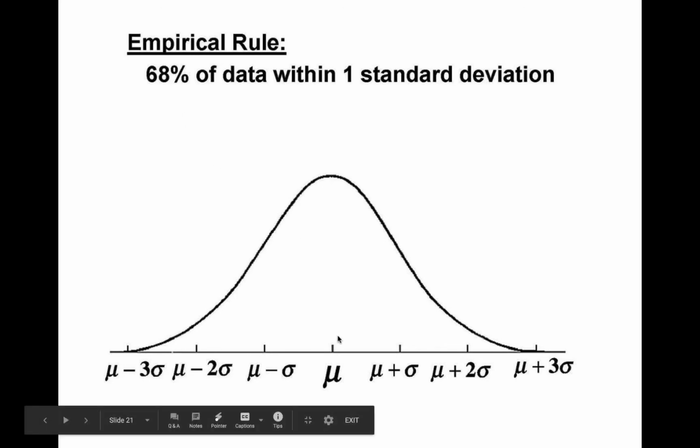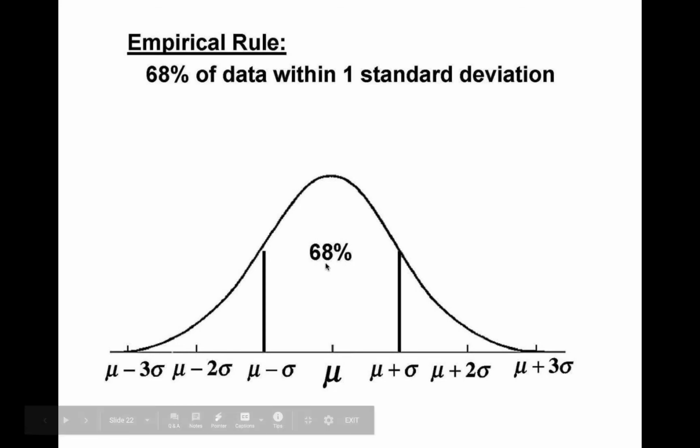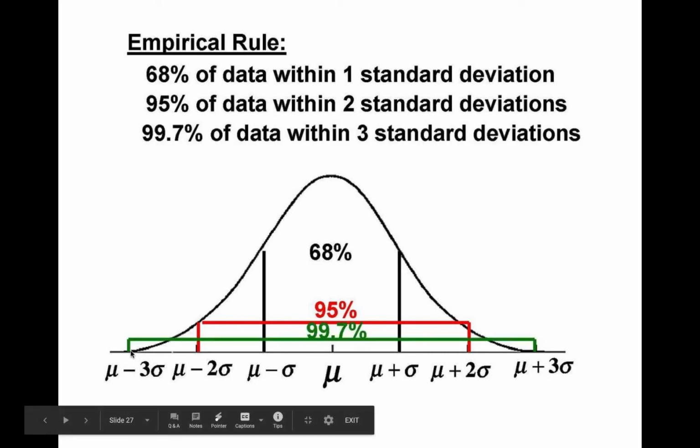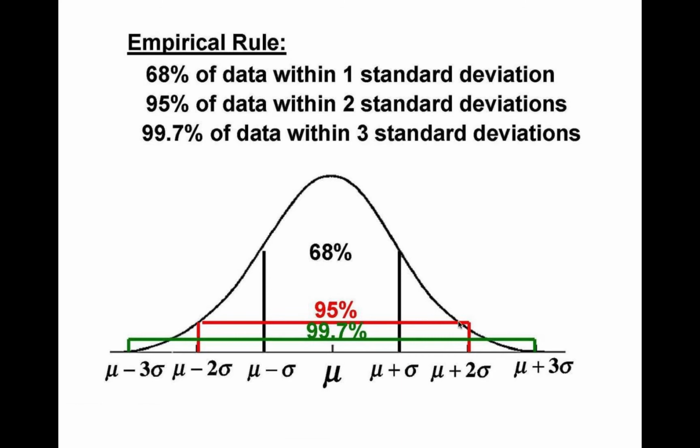68% of the data is going to be within 1 standard deviation from the mean. So below and above the mean, 1 standard deviation, that will have 68% of the data. If you go 2 standard deviations, you're going to have even more data, 95% of the data. If you go 3 standard deviations, it's going to have 99.7% of the data. So most people are going to fall within 3 standard deviations of the mean. If it's beyond that, it's going to be considered an outlier. So notice 0.3% is beyond that, and then divide that by 2, right?